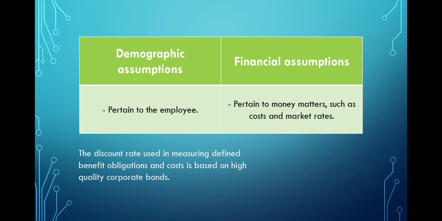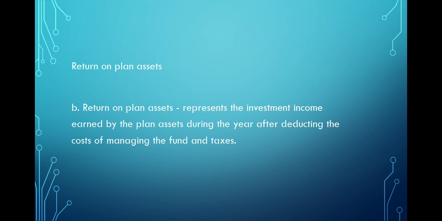So when you say demographic assumptions, this pertains to the employee, while financial assumptions pertain to money matters, such as costs and market rates. The discount rate used in measuring defined benefit obligations and costs is based on high-quality corporate bonds. Return on plan assets represents the investment income earned by the plan assets during the year after deducting the costs of managing the fund and taxes.